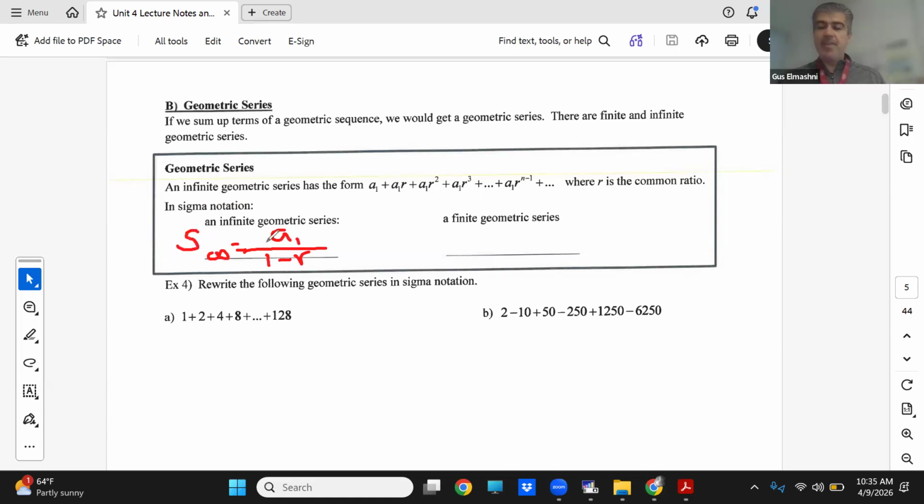I'm going to do both. Yeah. Actually, I ran out of space. I'll do it down here.